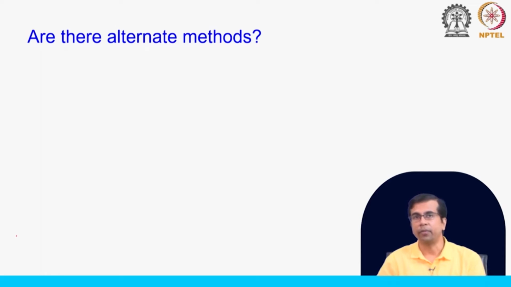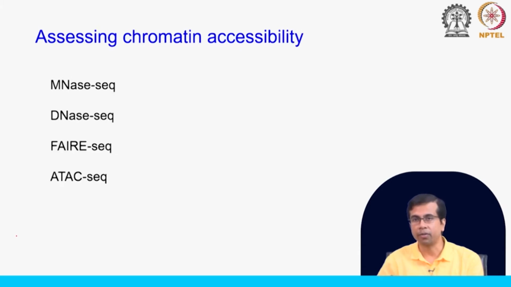So, can there be alternate methods? We will talk about some methods. These are actually not actual alternates, but they can supplement these ChIP experiments. Okay. These methods look at a much broader aspect, right, and they look at chromatin accessibility. So, these are 4 methods that we will discuss very briefly. The first one is called MNase-seq, the second one is called DNase-seq, the third one is FAIRE-seq, and finally, we will talk about ATAC-seq. This is the most recent method for looking at chromatin accessibility.